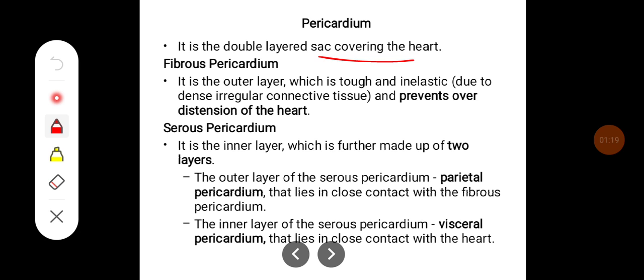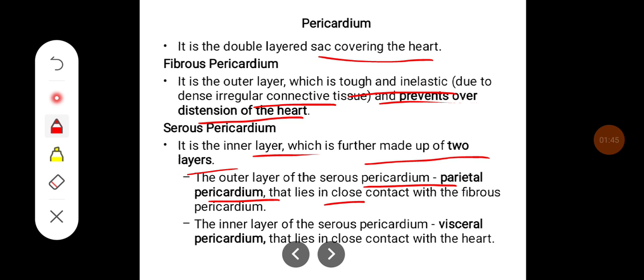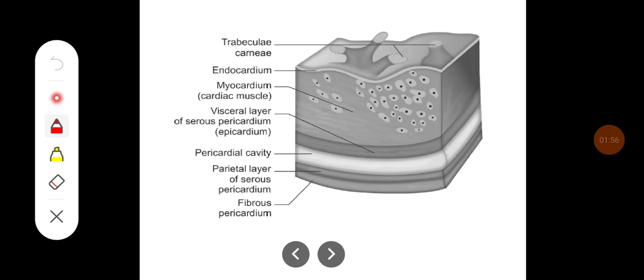Pericardium is a double layered sac covering the heart. It is fibrous pericardium and serous pericardium. Fibrous pericardium is the outer layer, which is tough and inelastic due to the dense irregular connective tissue and prevents over distension of the heart, whereas serous pericardium is the inner layer, which further is made up of 2 layers. The outer layer of the serous pericardium is parietal pericardium that lies in close contact with the fibrous pericardium. The inner layer of the serous pericardium, visceral pericardium, lies in close contact with the heart.